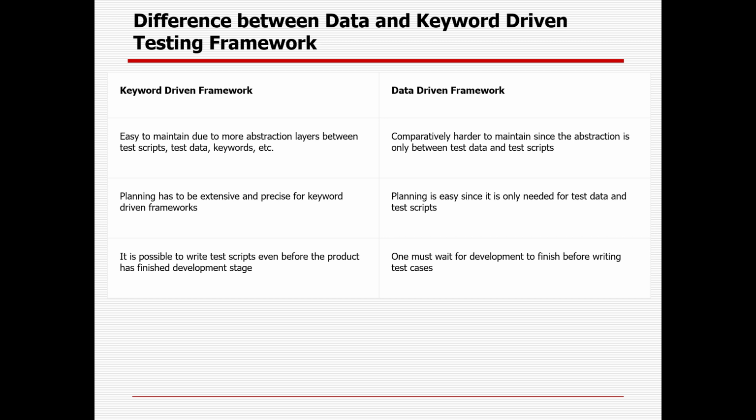So in the keyword driven framework, planning has to be extensive and precise, because it is more complicated, you cannot start until proper planning is done. Whereas data driven is very simple, right? Even without proper planning you can go ahead with the data driven framework. Data driven framework is only possible when your product is ready, and your code is available to test, because you are running the same test cases with a variety of data. In case your code is not working, there is no use of a data driven framework.